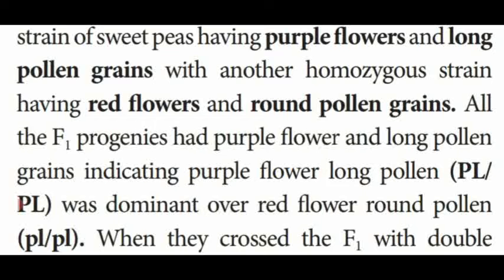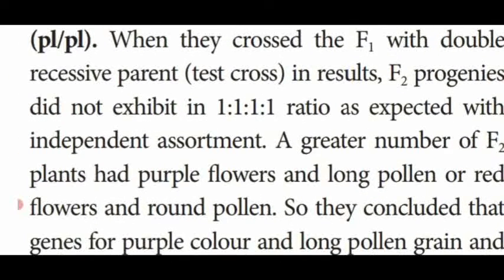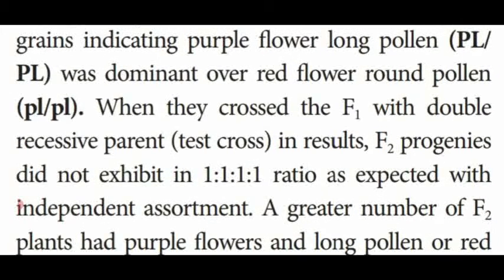When they crossed the F1 with the double recessive parent, the F1 generation was crossed in a test cross. What is a test cross? The crossing of the F1 generation with the recessive parental plant is named a test cross. Likewise, they crossed the F1 generation to the recessive parent. We should get in the F2 progenies the ratio 1:1:1:1. That is the ratio for a test cross.